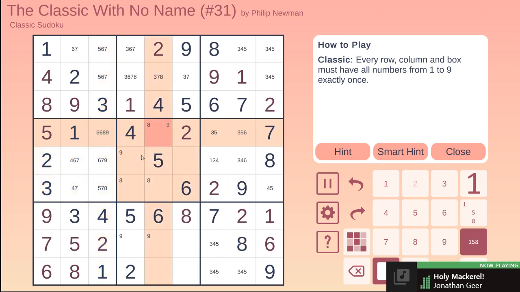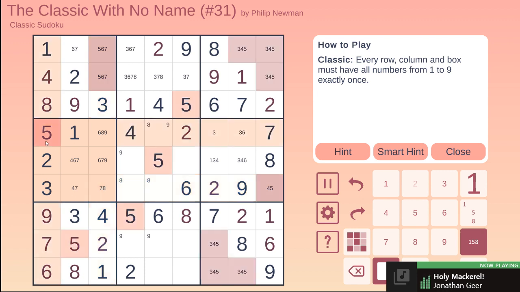So is this 3, 5, 6, 8, 9? No, this is not true, because these can't be 5s. This can't be a 5. Right, that can't be a 5, because this is missing 1, 2, 3, 4. 5, 6, 7, 8, 9. Yes, that is helpful, yes.